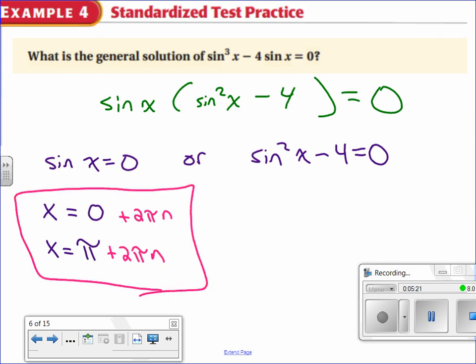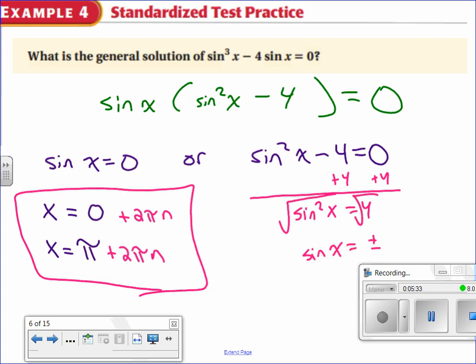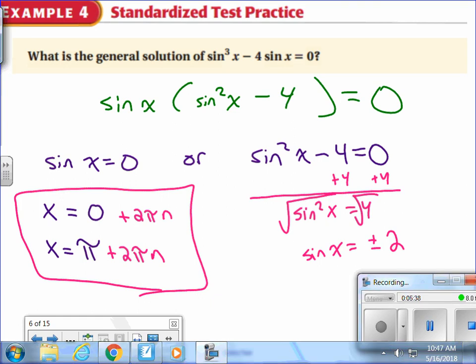And then let's head over and solve this branch. Plus 4 on both sides. Square root both sides, which gives us positive or negative 2. So go ahead and look on your unit circle for all y values of positive or negative 2.